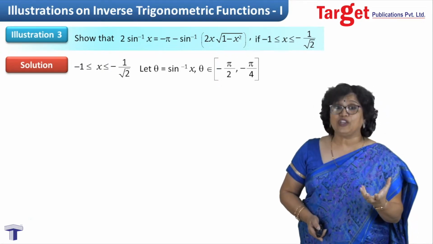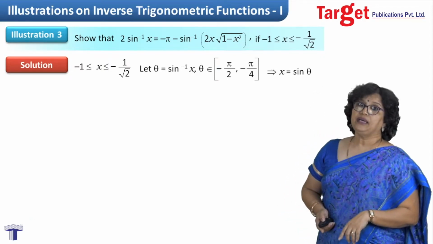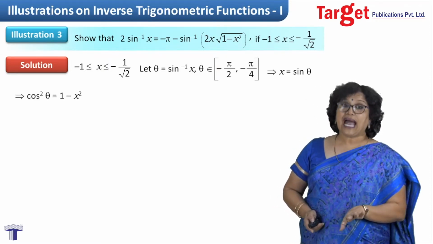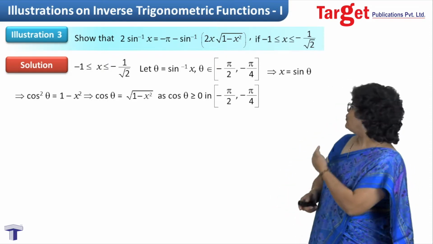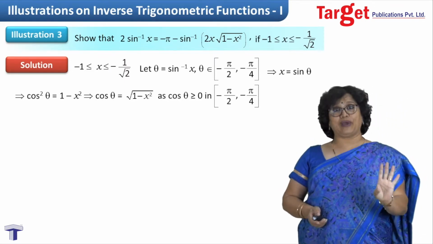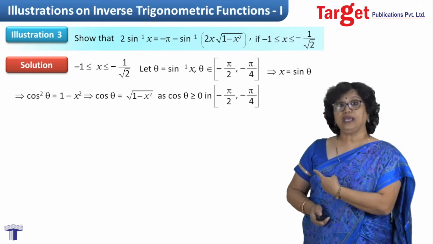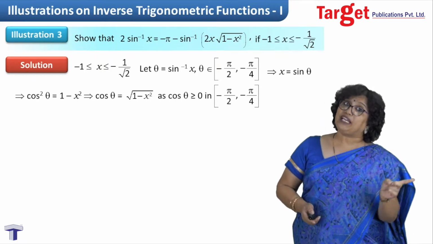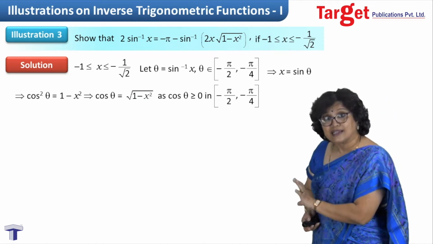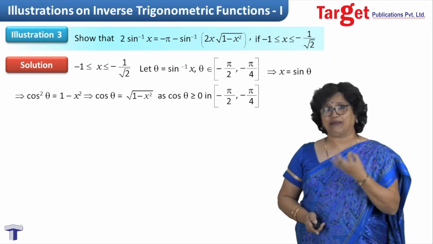Now, I can take sine on both sides of theta equal to sine inverse x, and that would lead to x equal to sine theta. Now, if I go for cos square theta, then it is nothing but 1 minus x square. And I can go for cos theta from here, and that would lead to cos theta as under root 1 minus x square. And I have picked up the positive square root. Why? Because now theta lies between minus pi by 2 and minus pi by 4. And if you recall, cos theta from minus pi by 2 to plus pi by 2 is throughout positive. So in the interval minus pi by 2 to minus pi by 4, cos theta is positive, and hence I take cos theta as under root 1 minus x square.